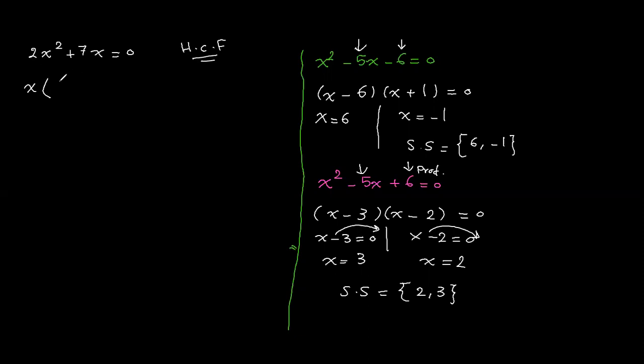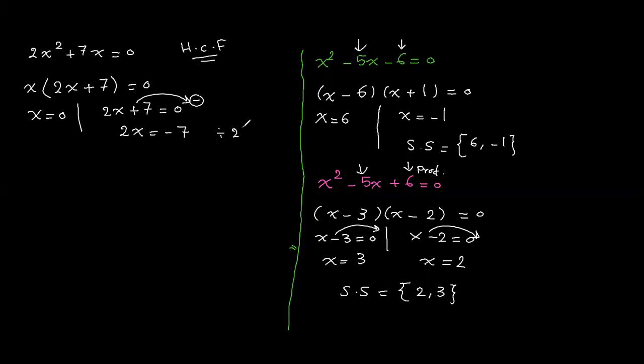So we find that in the bracket, it will be 2x plus 7 equals 0. So x equals 0 for the first, and 2x plus 7 equals 0. We invert the sign, 2x equals negative 7. So by dividing by 2 on both sides, x equals negative 7 over 2. So the solution set is {0, negative 7 over 2}.